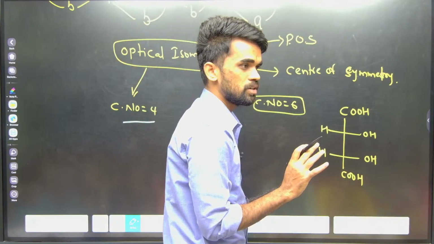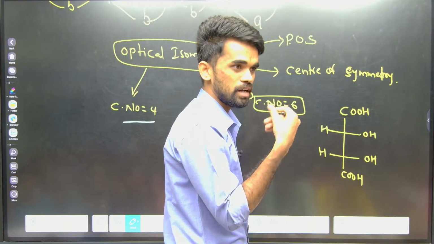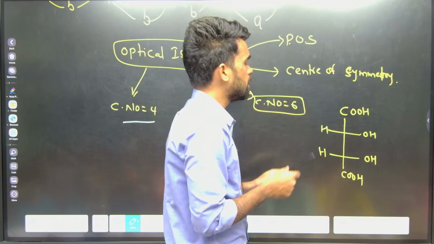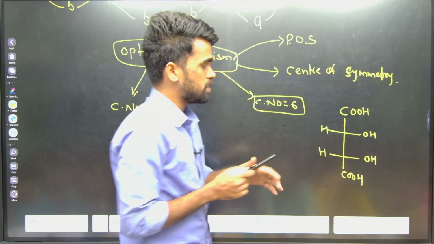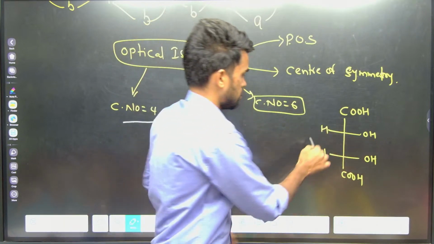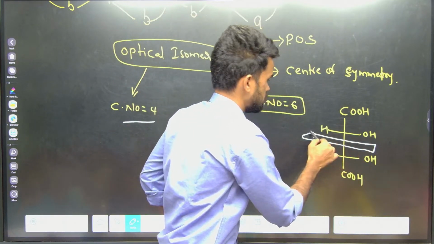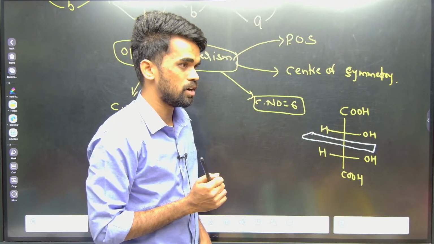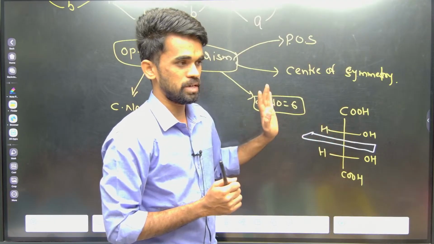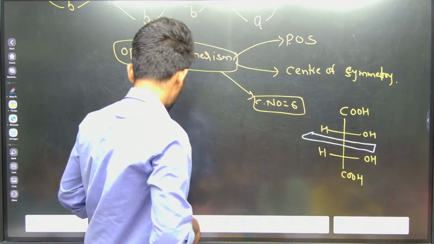What is that? Like when you eat tamarind. Tamarind contains tartaric acid. Okay. So now see, I am just passing a plane like this. Is it dividing the molecule into two equal halves or not? Yes. So I can say this molecule contains a plane of symmetry. Is this clear, everyone? Okay.